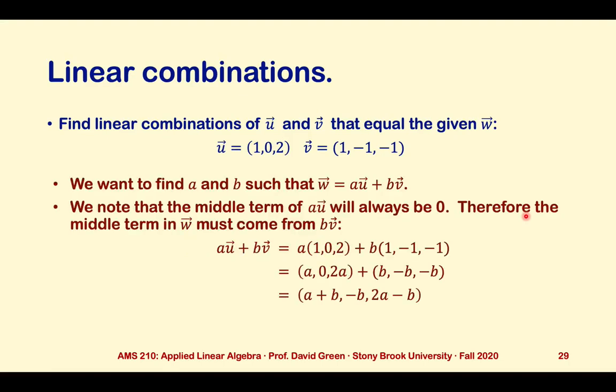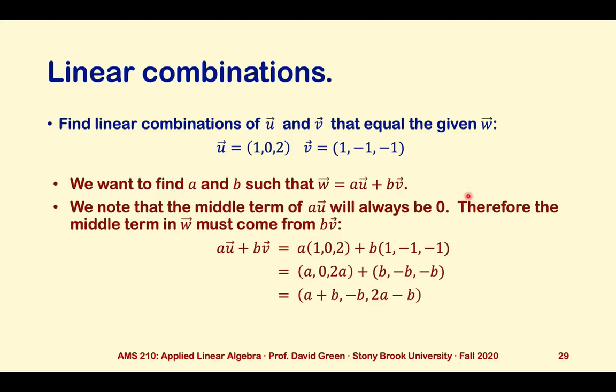All right. So first of all, let's just recap what we mean by a linear combination. A linear combination is a sum of scalar multiples. So a linear combination of u and v is some constant a times u plus some constant b times v. And what we're trying to do in this problem is find a and b such that w equals a times u plus b times v for a given w.